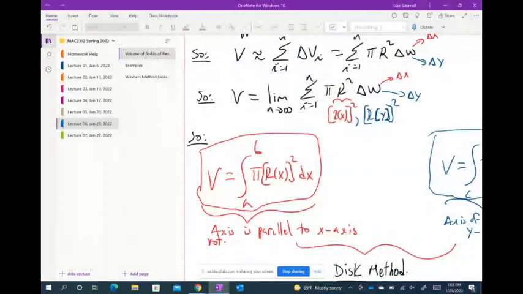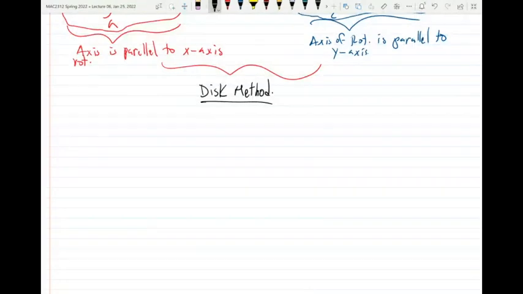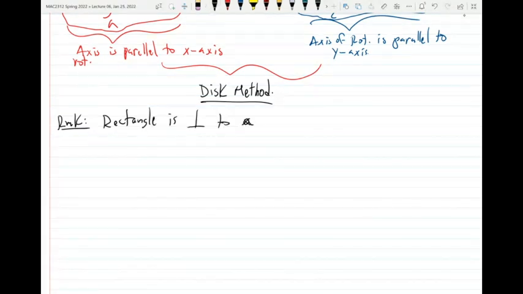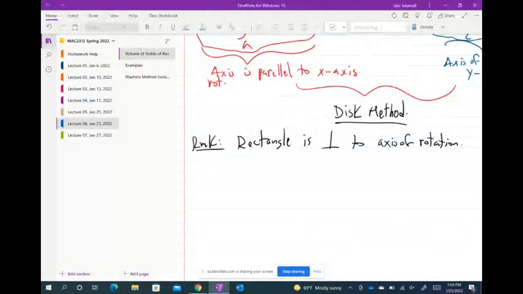Okay, so let's do examples. Oh, and even though I said it above, let me stress this, remark. The rectangle here is perpendicular to the axis of rotation. And as a general rule, because usually one confusion that students have is, should I use x or y to integrate? Well, whatever axis your rectangle is perpendicular to, that's always your variable of integration. Okay? Whatever axis your rectangle is perpendicular to. Okay, so let's do examples.